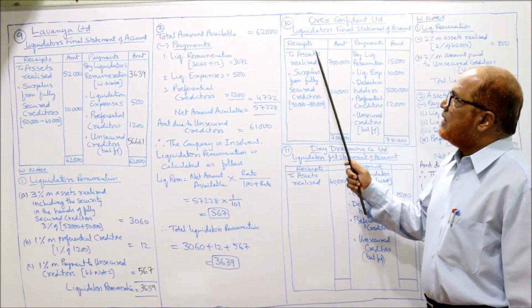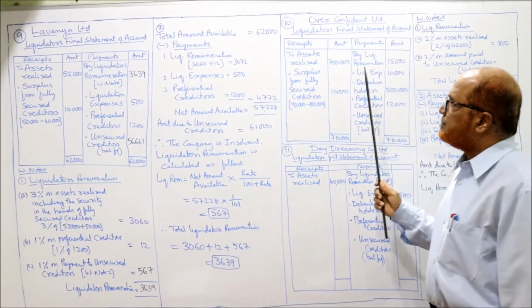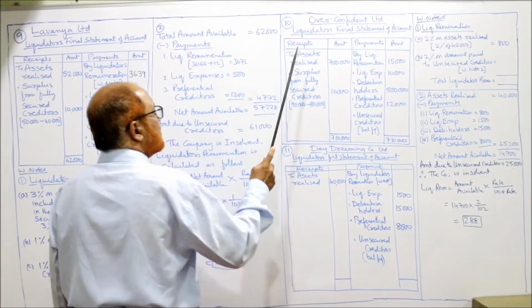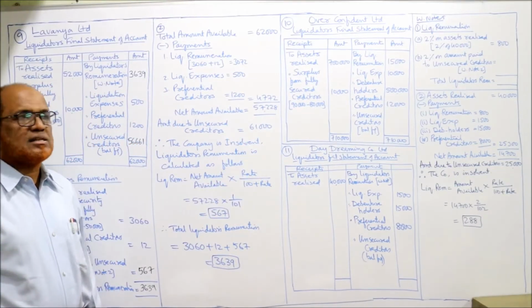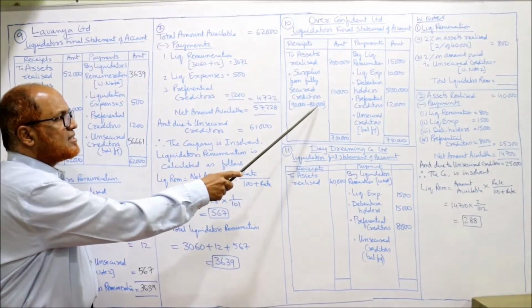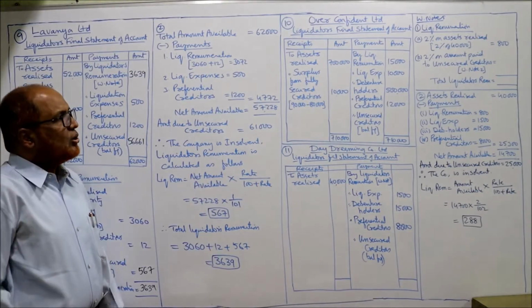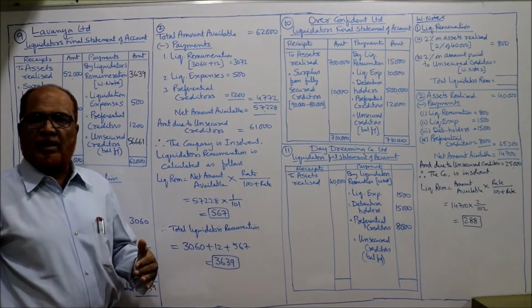Now, see here. Overconfident Company Limited, liquidator's final statement of account. Receipts. To assets realized, 7 lakh rupees. To surplus for fully secured creditor, 90,000 minus 80,000, 10,000. So total receipts are 7 lakh 10,000. Now we'll make the payments one by one.